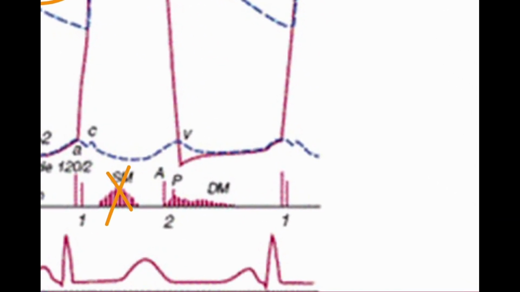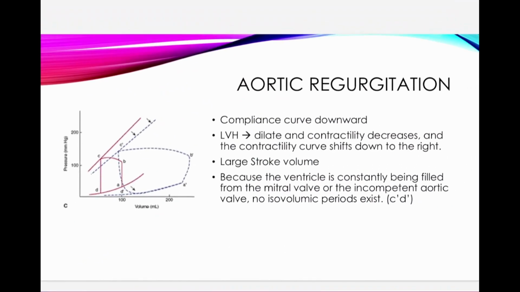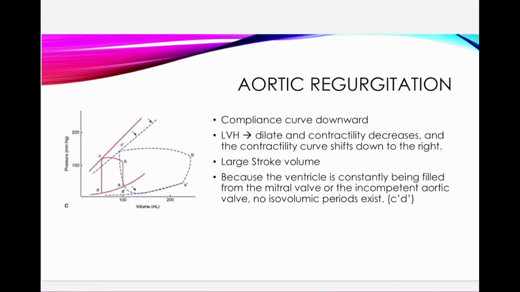Looking at the phonogram, don't worry about the systolic murmur so much. This is the diastolic murmur, this diastolic rumble that's going to happen right after S2. Why does it happen right after S2? Because the aortic valve is supposed to close at S2, but it doesn't close now. So once S2 happens, blood's going to come right back in. So you get a little bit of a diastolic rumble right after S2. Here is our pressure volume.